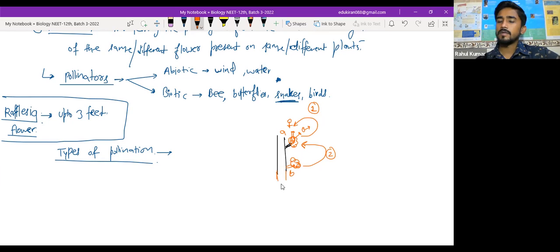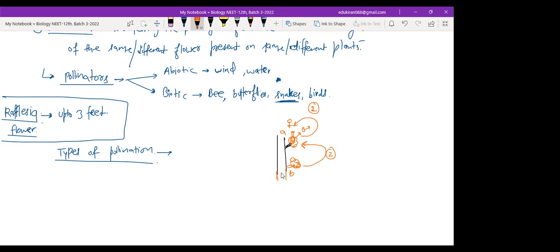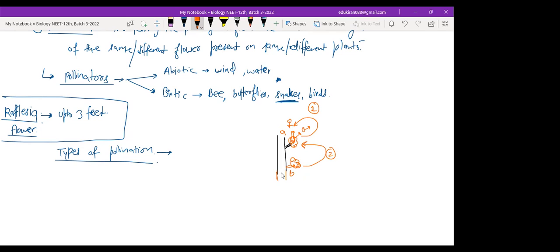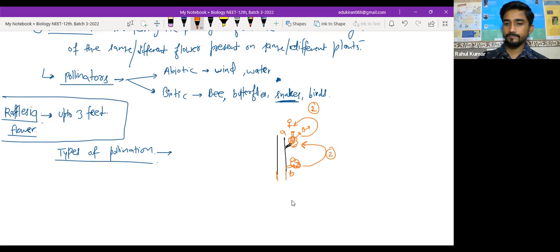Then don't you think the genes will remain the same? Sir, but the flower is different now. So do different flowers have their different genes? No, sir. Both the flowers are on the same plant. Fatima, what do you think?